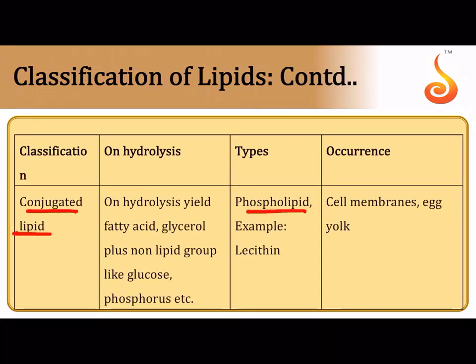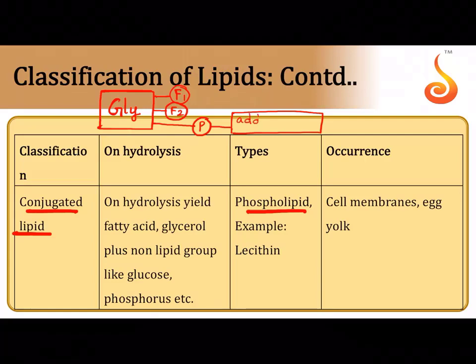Conjugated lipid, for example, you have phospholipid. In conjugated lipid, what happens is, I will draw a rough skeletal structure here. There is a glycerol molecule. Glycerol is the alcohol, principal alcohol of lipids. There is a fatty acid 1. There is a second fatty acid 2, but the third fatty acid is not there. Instead, it is replaced by a phosphate group, and there is an additional compound or an additional group. So this is referred to as a phospholipid.